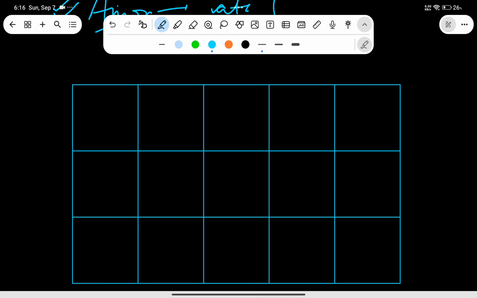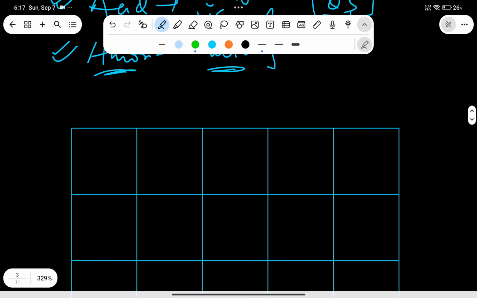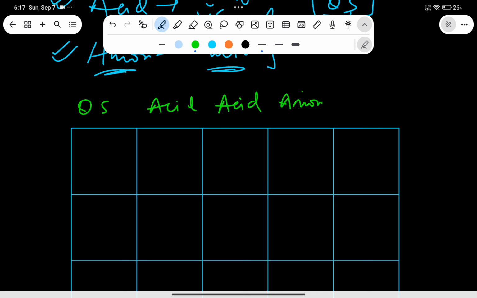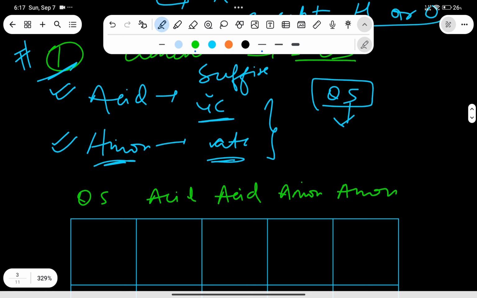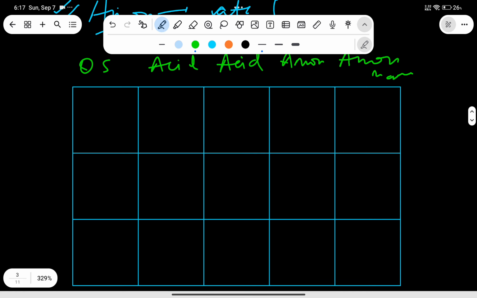Now let's see how we can do this. Basically we have to identify the oxidation number, then the acid name, then the anion. Anion name and formula we'll do in one column only, and the last column we'll keep for the anion name. So let's begin with the oxidation number.